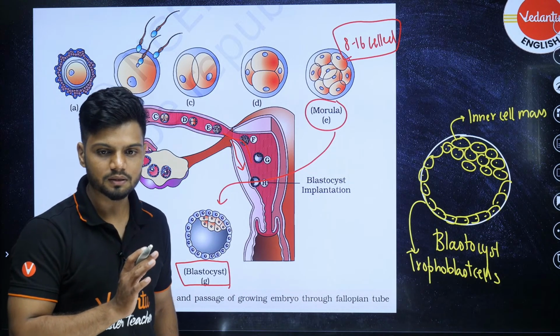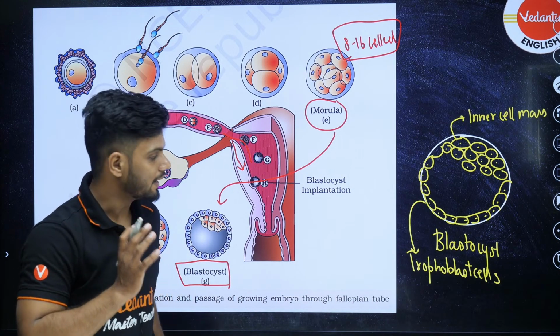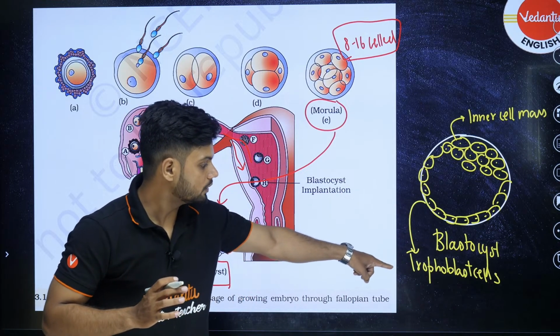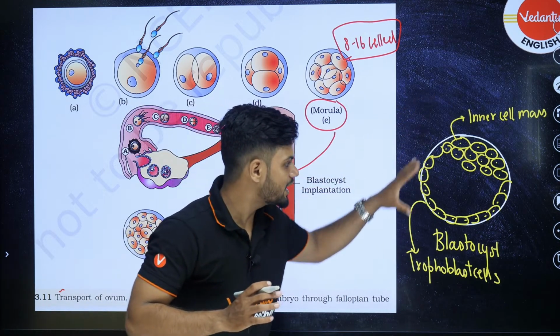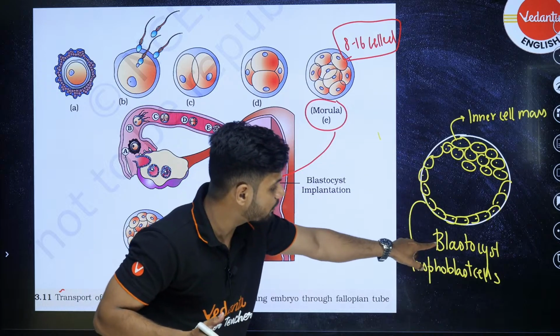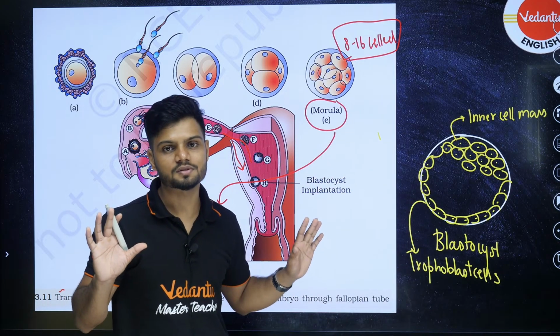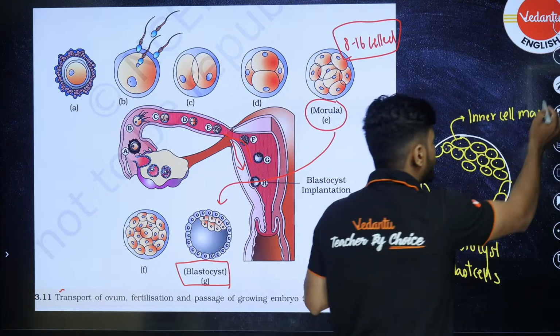Any doubt here? Quickly ask me. Inner cell mass and trophoblast. That is the arrangement of blastomeres inside the blastocyst. Done.